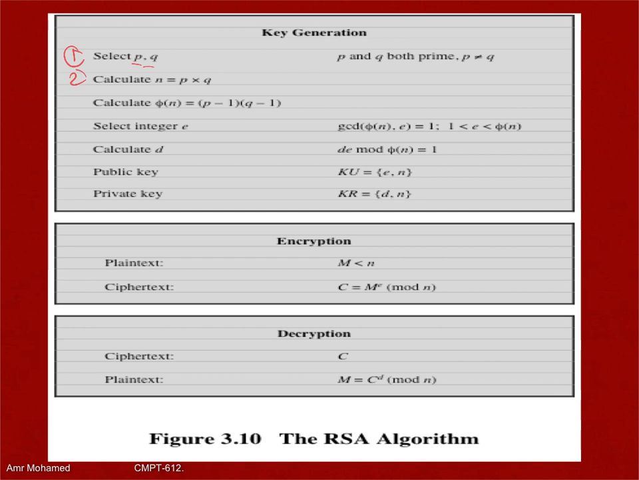Number 2, calculate n. Multiply the 2 numbers. If you know the 2 numbers, each one of them is like 300 digits, you multiply them and you can get n easily, right? But if I give you n, you can't go back. If I give you n, can you reach P and Q? The answer theoretically is yes.